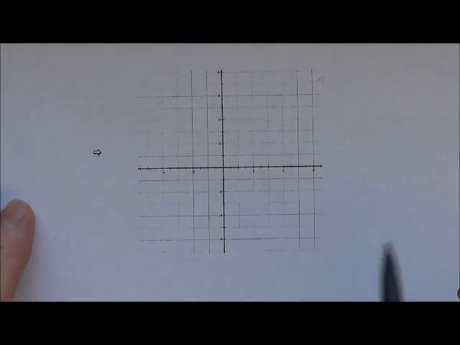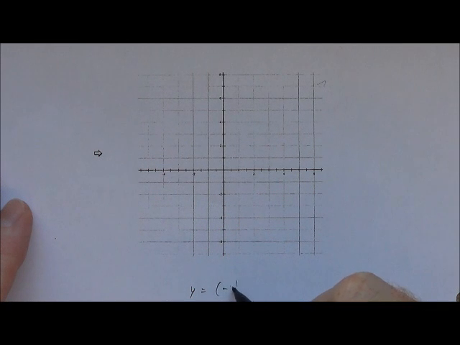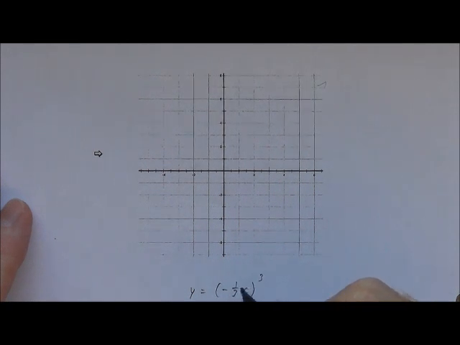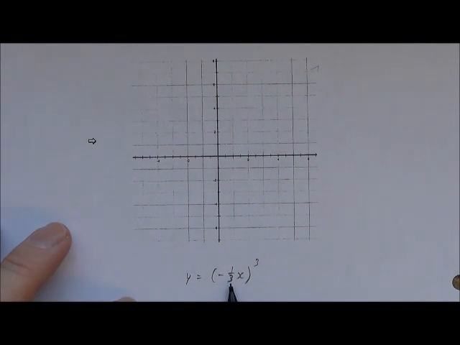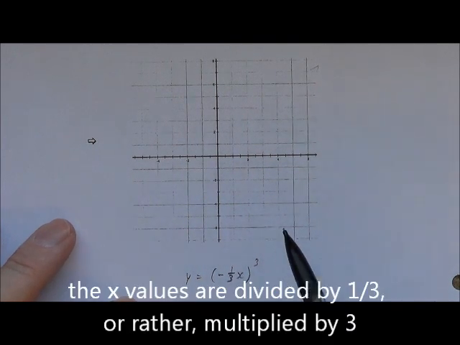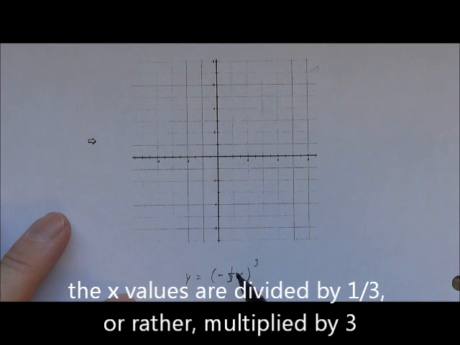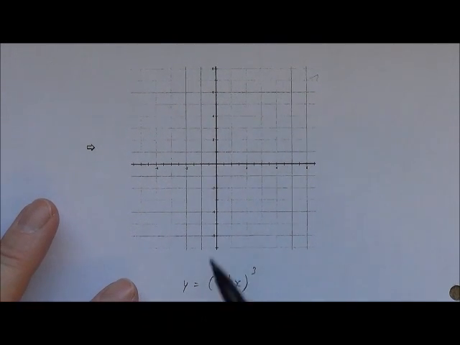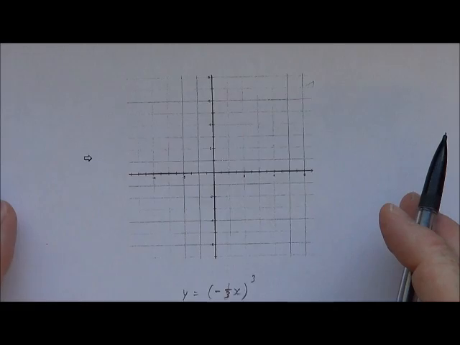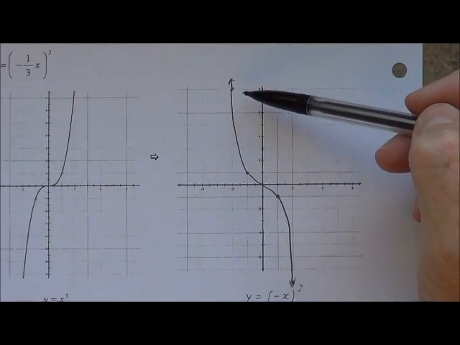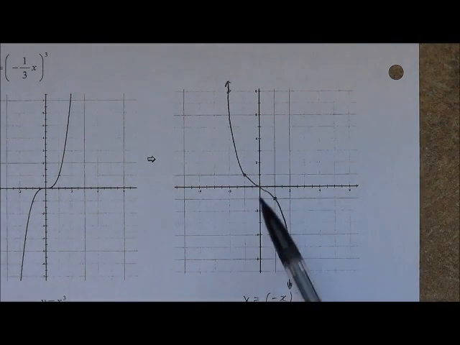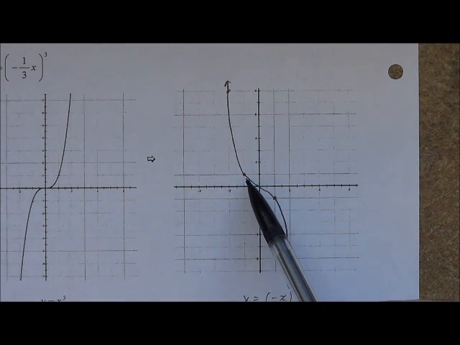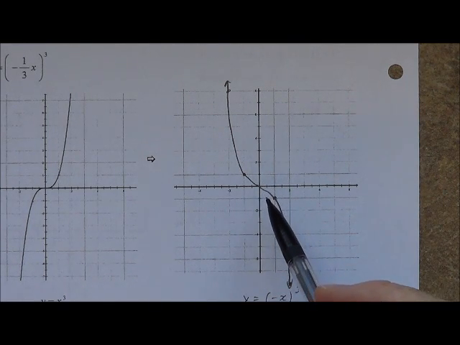Then for the next part of the transformation, to give the final graph, that 1/3 in with the x does not compress the x values by 1/3. It actually multiplies the x values by 3 because it's the opposite of what you think when it's inside with the x values. So we'll take this secondary graph that we drew, and instead of dividing all the x values by 3, we're actually going to multiply all the x values by 3.